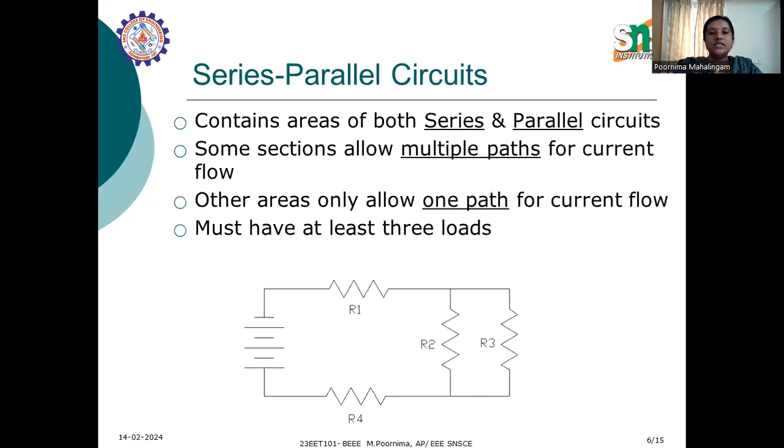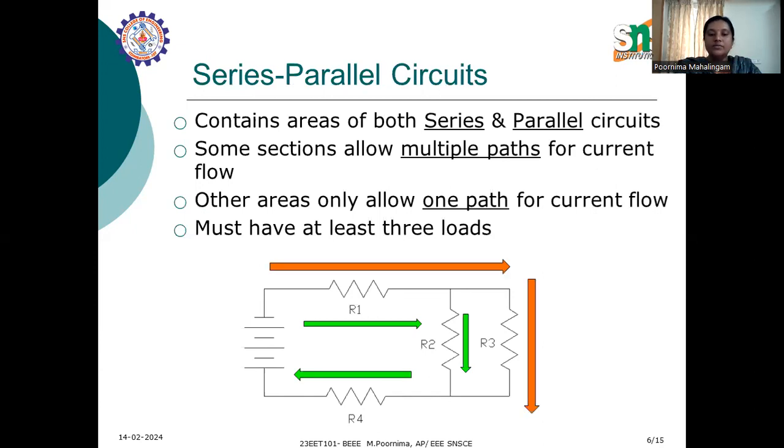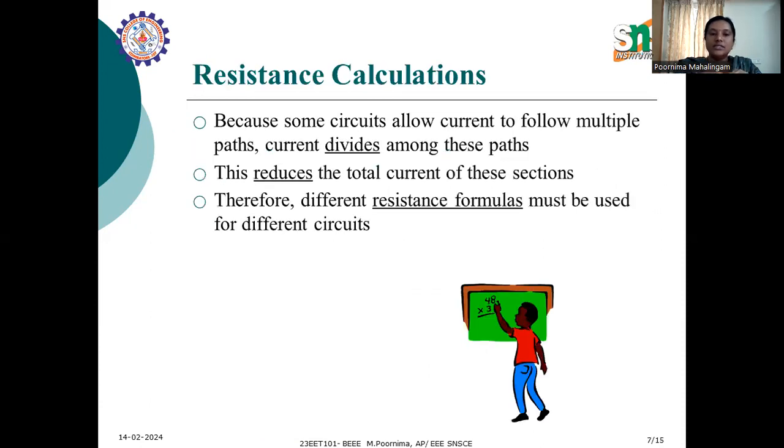Next is the series-parallel circuit. This contains both series and parallel circuits. Some sections allow multiple paths and some sections allow only one single path. It must have at least three loads. Okay, let's go through the paths. The current starts from negative and flows through the resistances R1, R2 and R4. This is one path. And R1, R3, R4 is the second path.